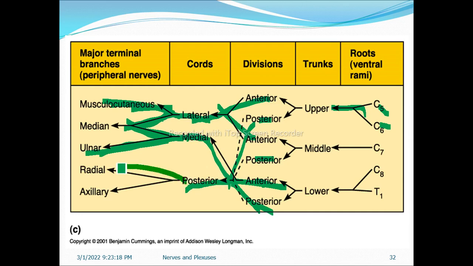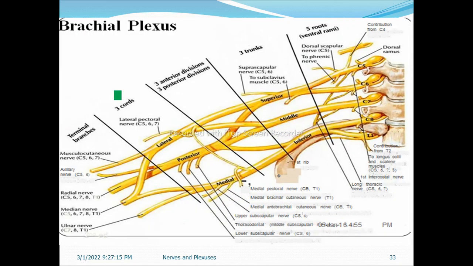And the posterior cord will divide into two nerves. So one is the radial and the other the axillary nerve. So musculocutaneous, median, ulnar, radial and axillary are considered peripheral or terminal branches. So further, this is the brachial plexus distribution, C5, C6, C7, C8. This is trunk, this is division, this is cord, and this is terminal branches. So the musculocutaneous nerve arises from C5, C6 and C7. The axillary nerve from C5 and C6, and the radial nerve arises from roots C5, 6, 7, 8 and T1, the median nerve arises from C5, 6, 7, 8 and T1, and the ulnar nerve from C7, 8 and T1.